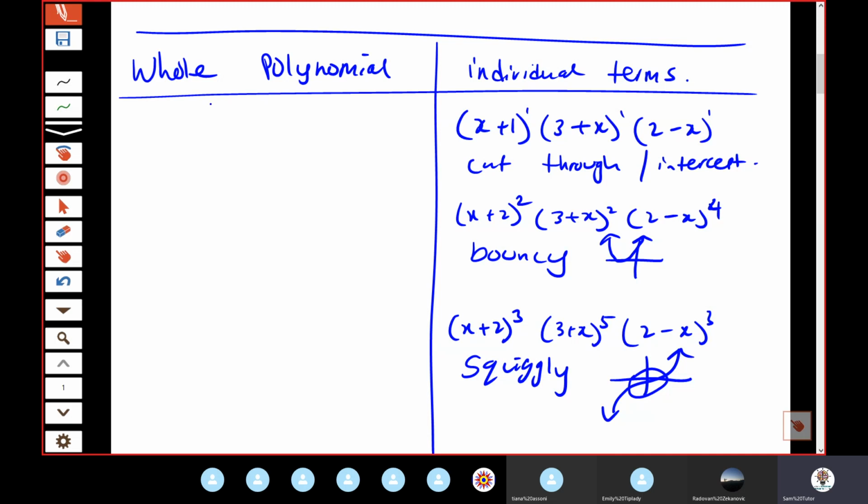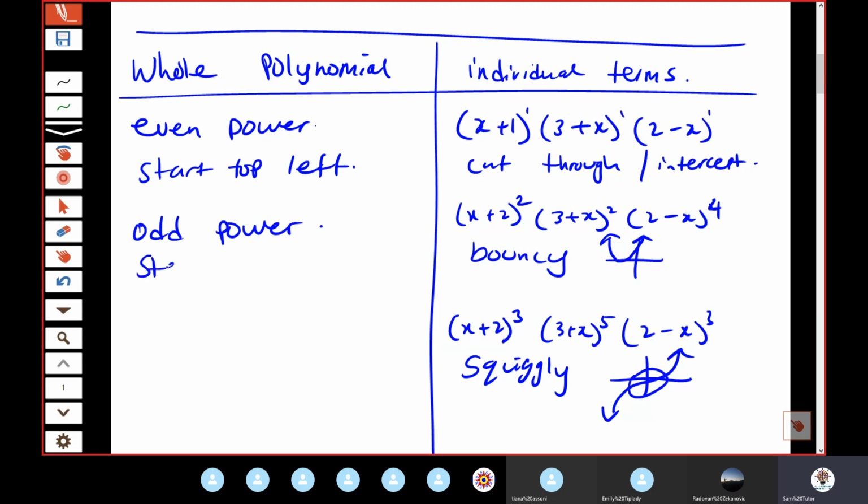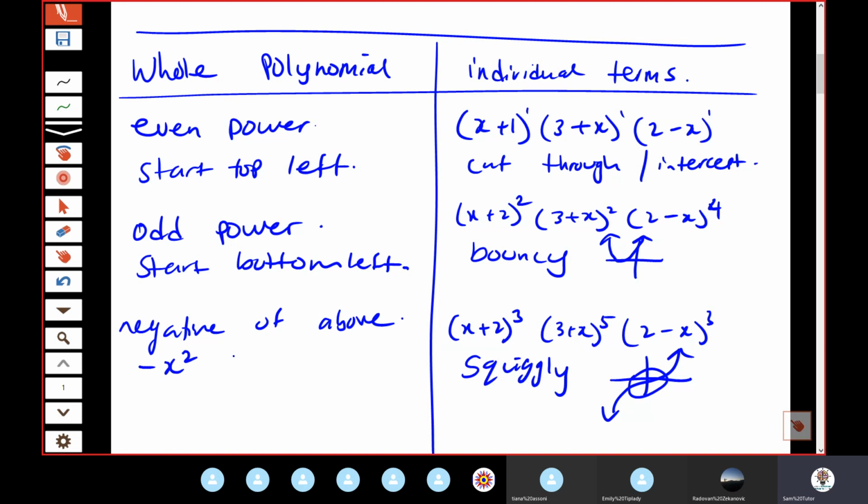Whole polynomial. You look at it as the whole thing now. If it's an even power, start top left. Odd power, start bottom left. Negative of the above: if it's negative of an even power, where do you think you're going to start from? Start bottom left. And vice versa. If it's negative of x cubed or any odd power, instead of starting from the bottom left, you're going to start at the top left. So you flip them around.